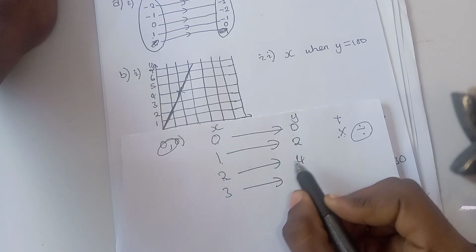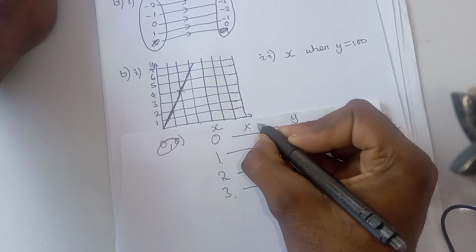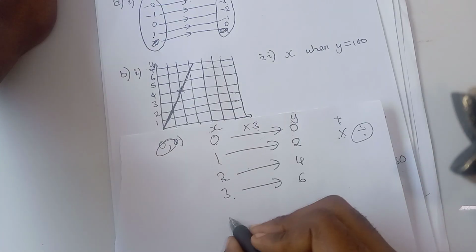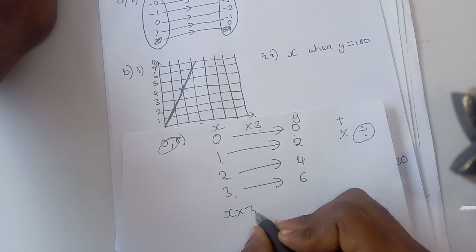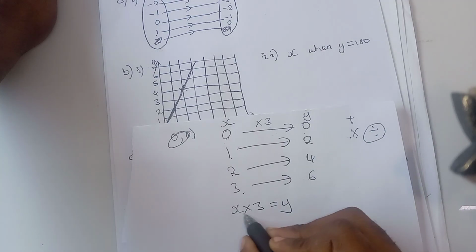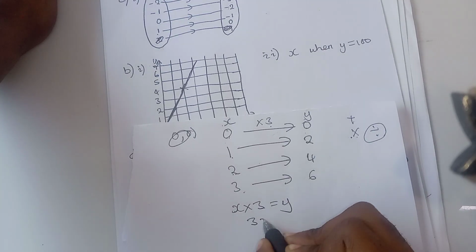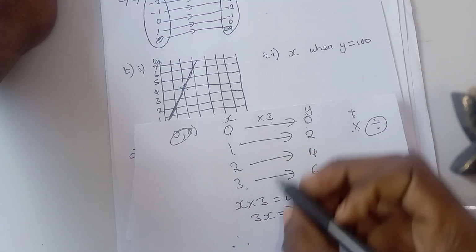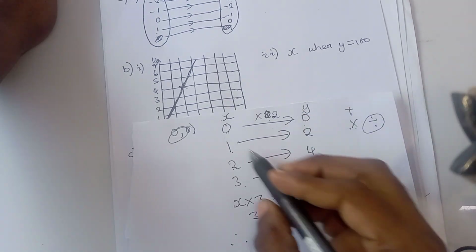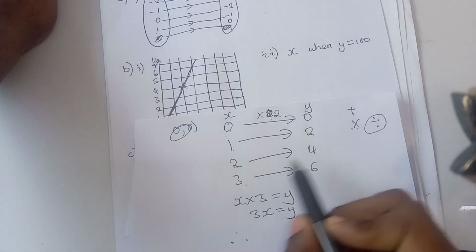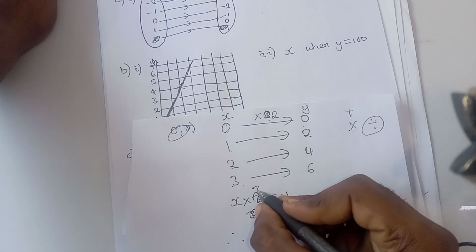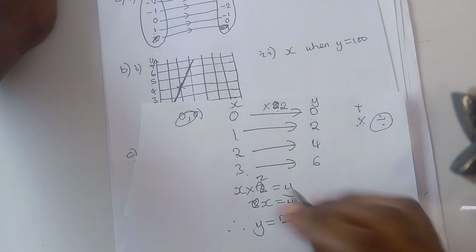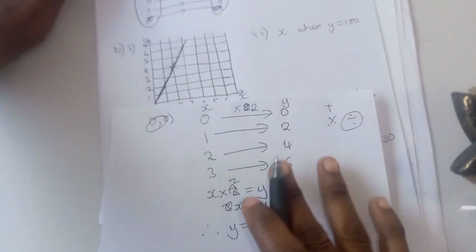2 by 2, you have a 4. 3 by 2, you have a 6. So actually, it's 2, not 3. So we are multiplying by 2. So this times 2 is for this, so we have a 2 there. That means we have y is equal to 2x. That's our pattern for part B.